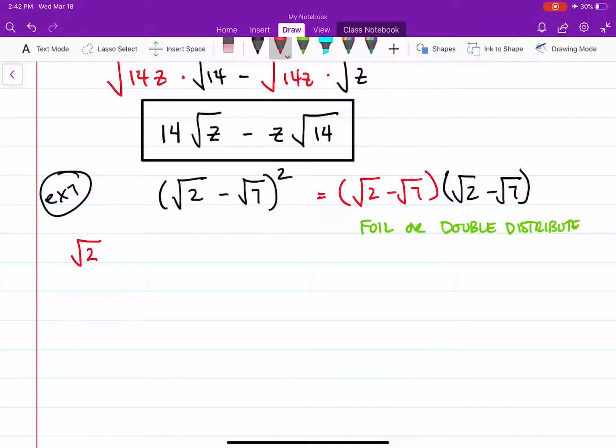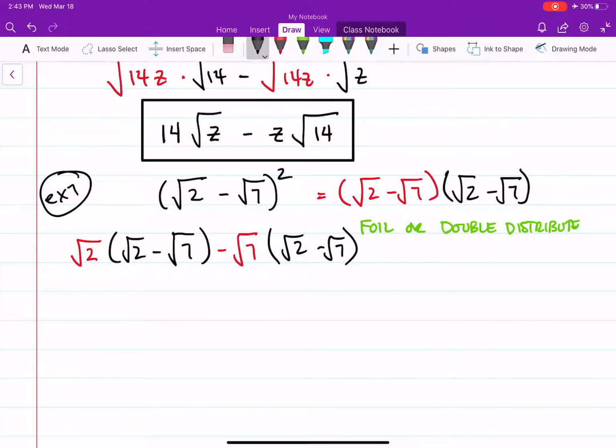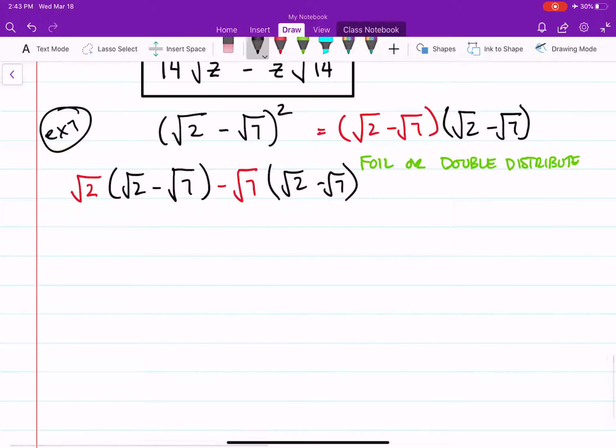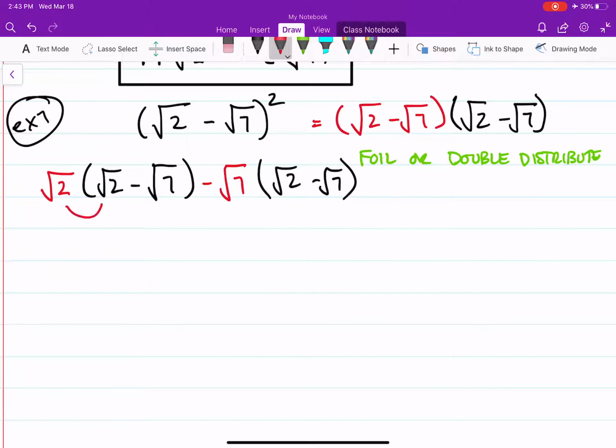So square root of 2 times the square root of 2 minus square root of 7, minus the square root of 7 times the square root of 2 minus the square root of 7. All right, so I'm going to do the distributing. What I have here is square root of 2 times square root of 2. What does that give me? That gives me just plain old 2.